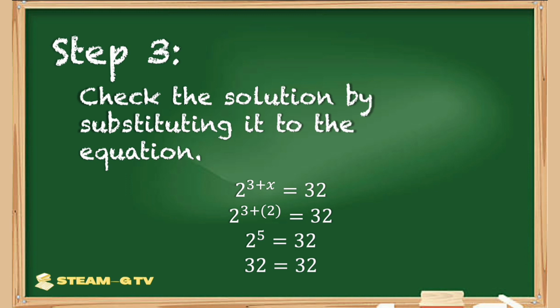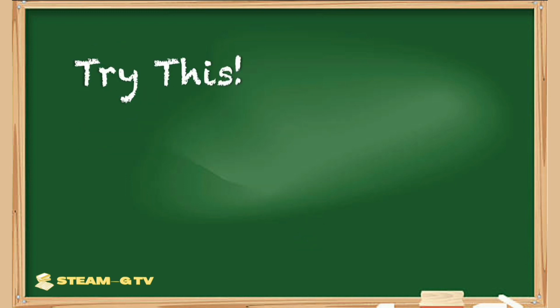So 2 raised to the power of 3 plus x equals 32 becomes 2 raised to the power of 3 plus 2 equals 32. 3 plus 2 equals 5, thus giving us 2 raised to the power of 5 equals 32. Evaluating 2 raised to the power of 5 is 32, giving us 32 equals 32. Therefore, our solution is correct. Let us have a last example.